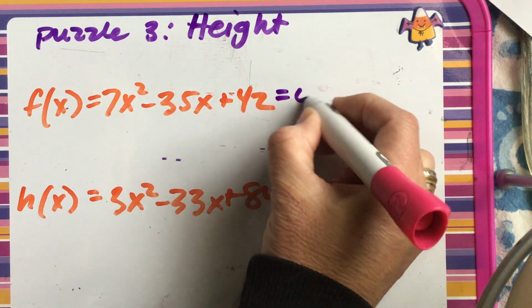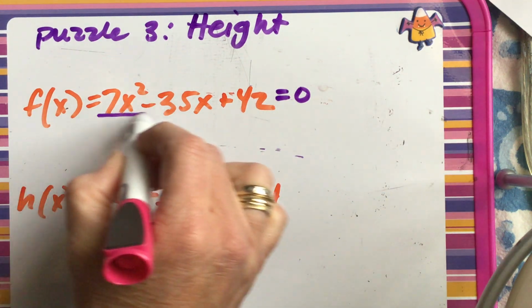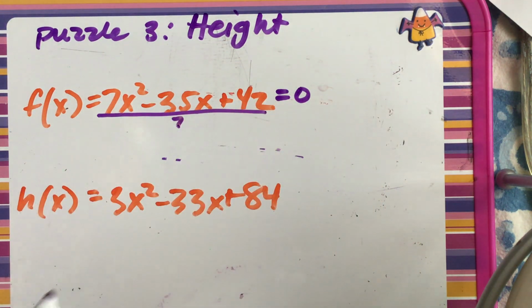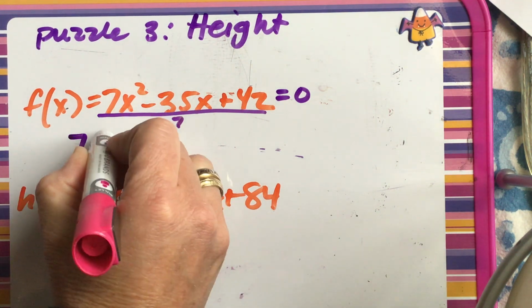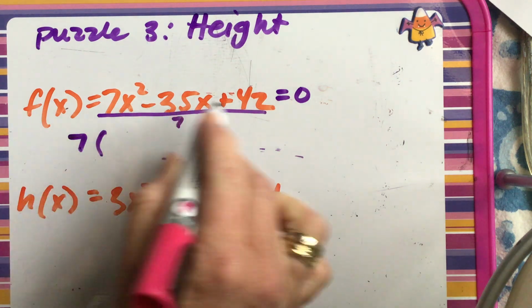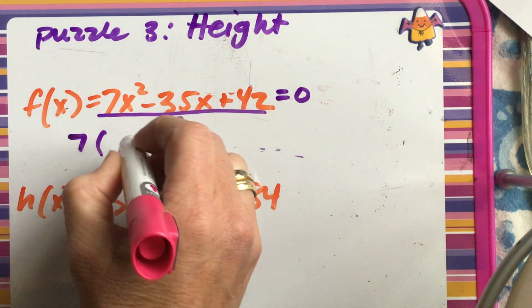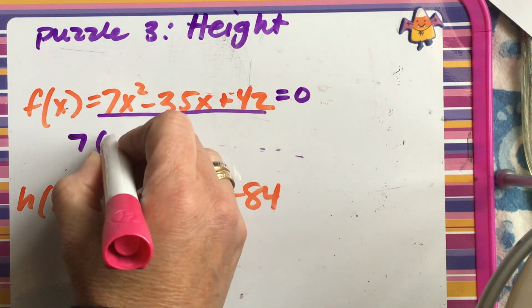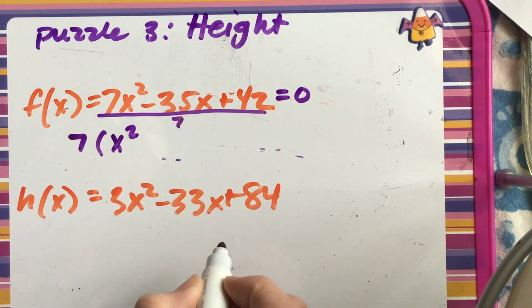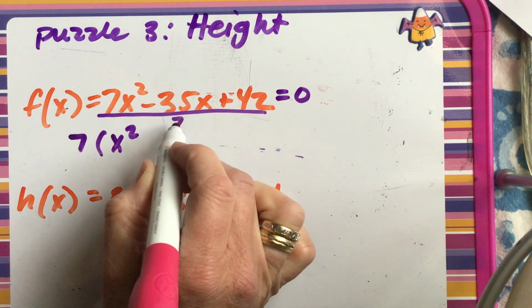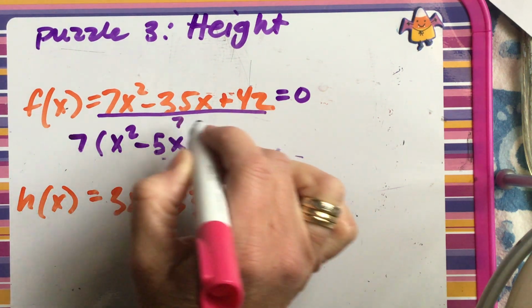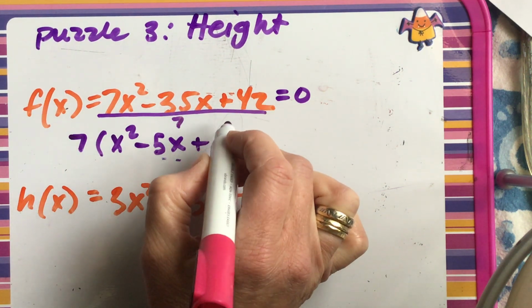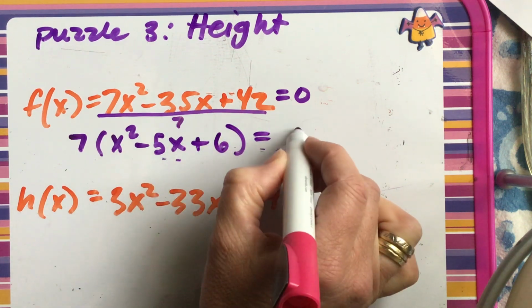I'm going to set it to 0 because that's what I always do when I factor. And I'm going to factor out my 7. If I factor out my 7, I'm going to put it aside, and then I'm going to divide. So left over, I'm going to get x squared. 35 divided by 7 is 5, so it's negative 5x. And then 42 divided by 7 is 6. So I'm going to end up with positive 6 equals 0.